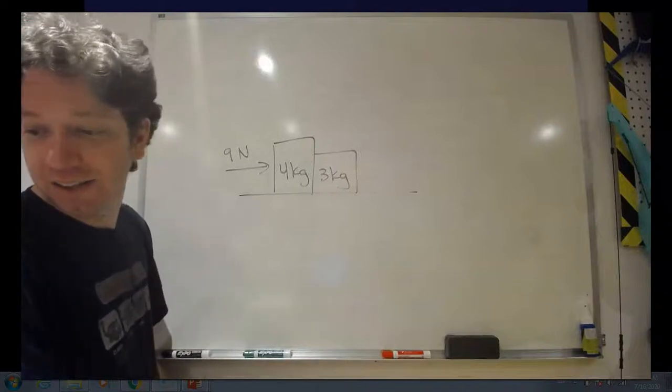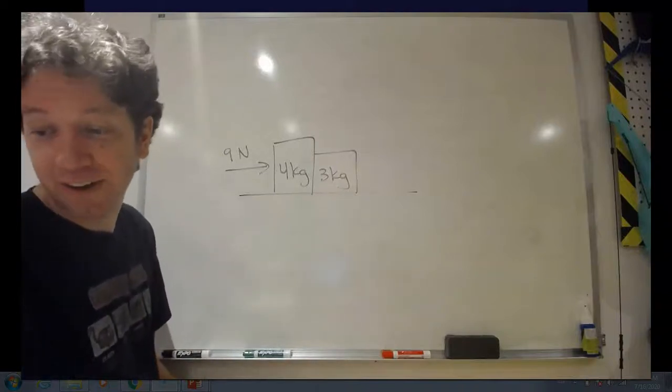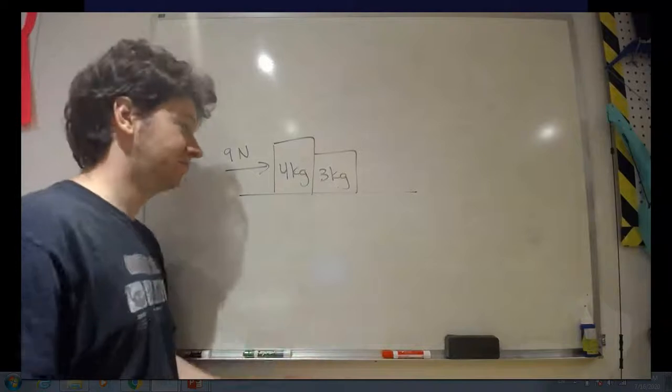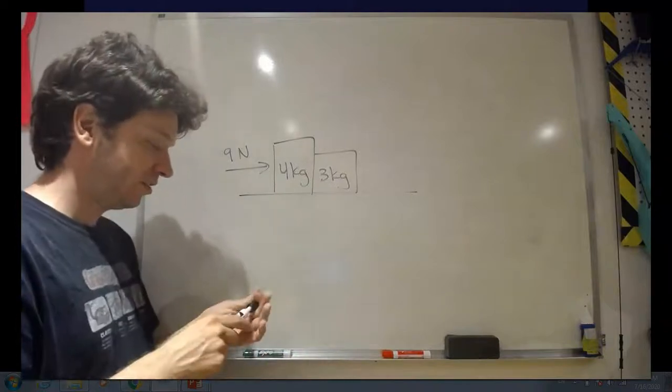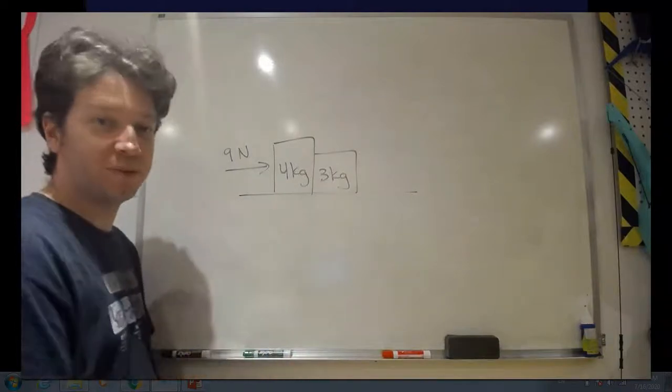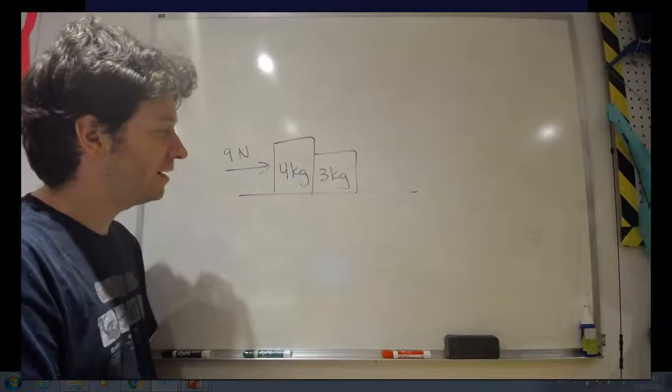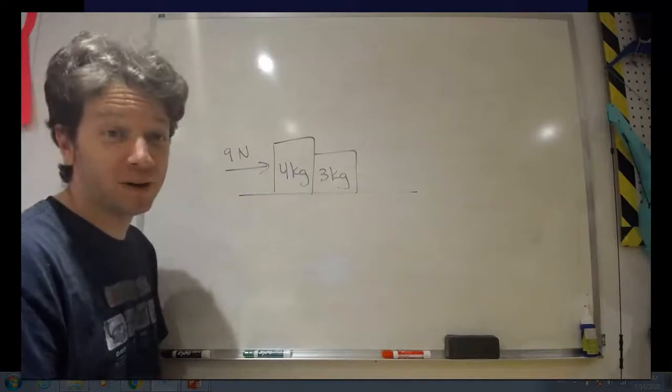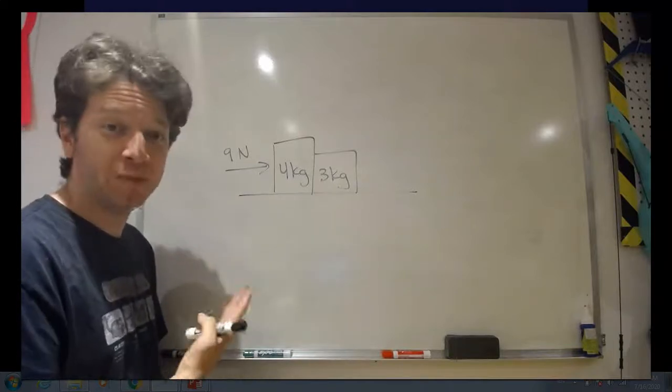Then it says, where's the question? Find the magnitude of the acceleration. Okay. So here's what we're going to do. Now, to find the magnitude of the acceleration, we need a free body diagram. And we have a couple choices here.